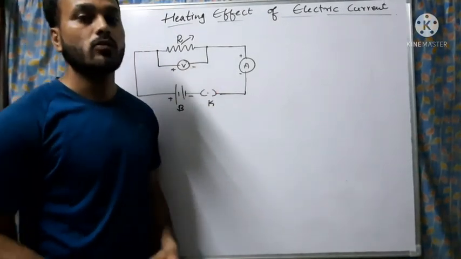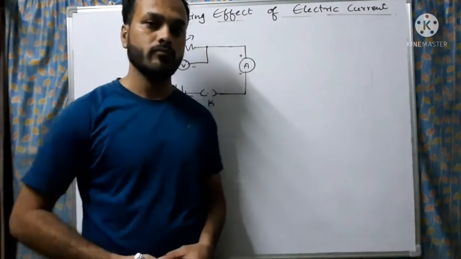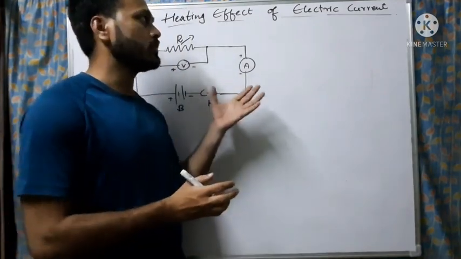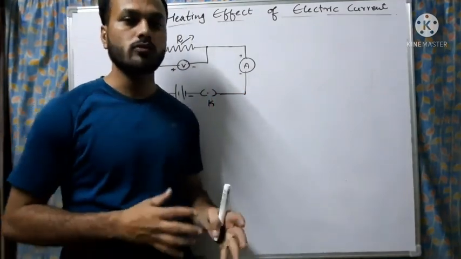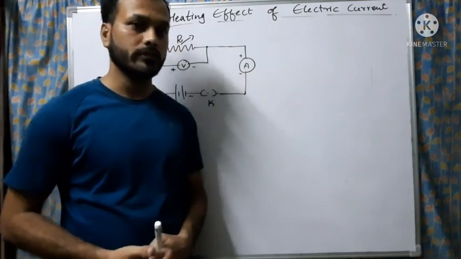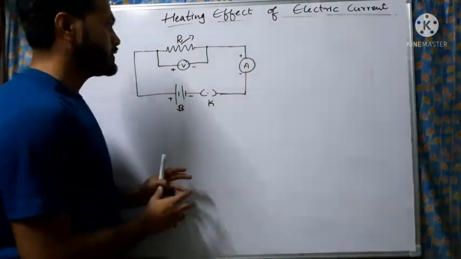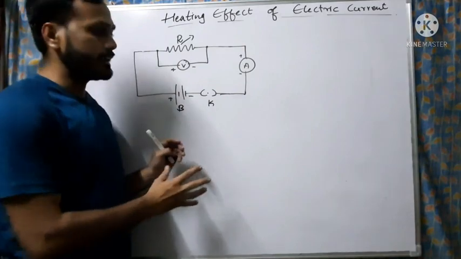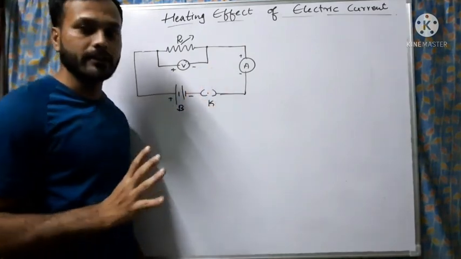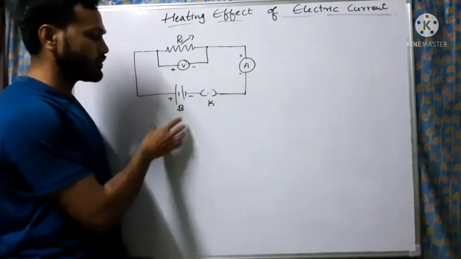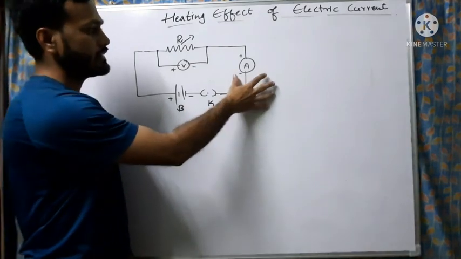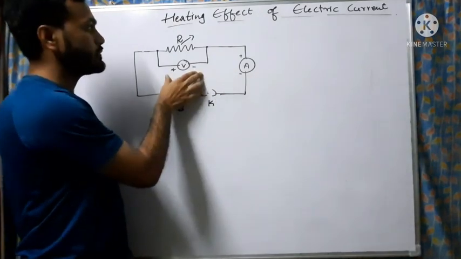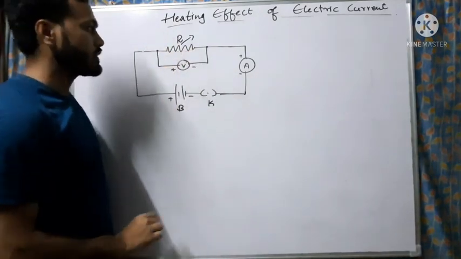Heating effect of electric current, also known as Joule's law of heating. So today we will complete this part of Joule's law of heating, and we will also see the applications of this law. In order to understand Joule's law of heating, you can see a simple circuit I have drawn here, which consists of a battery, key, ammeter, voltmeter and resistor.